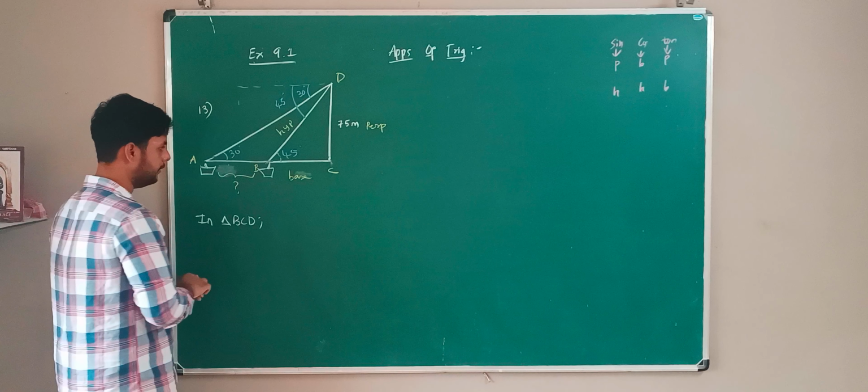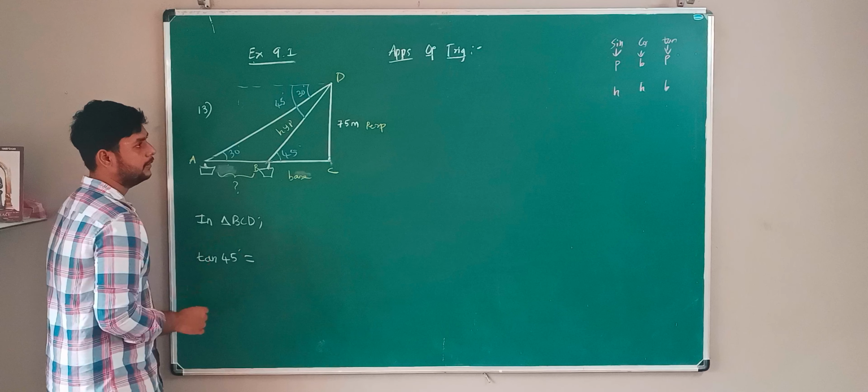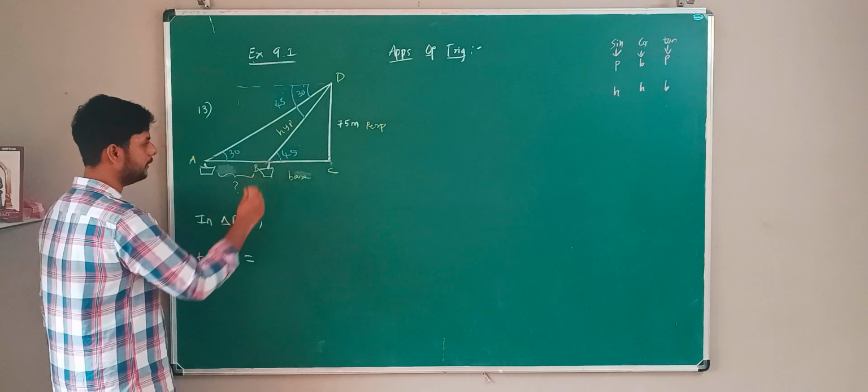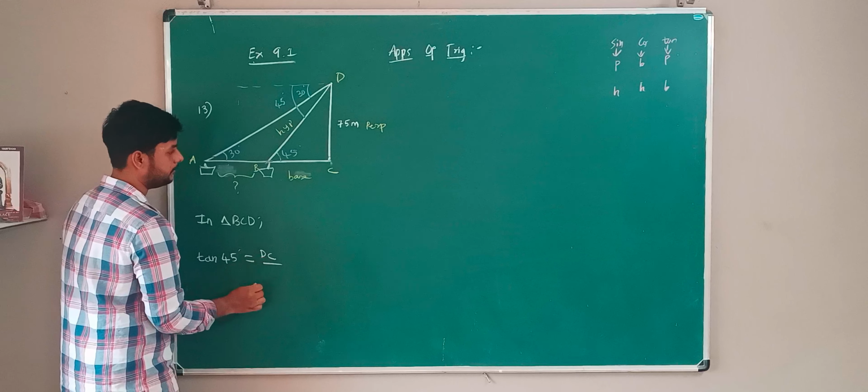Again, tan 45. Tan 45 is equal to how much? Perpendicular by base. Perpendicular is what? DC. And what is the base? Base is BC. Correct? Now, tan 45 is 1. It is equal to how much is DC? 75. How much is BC? BC only, I am finding that only. BC is equal to 75 meters. Understood or no? So BC is equal to 75. Always remember, whenever you have tan 45 degrees, the value is 1.